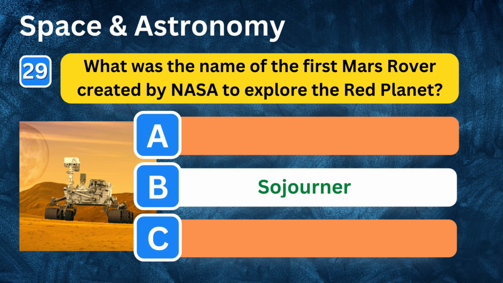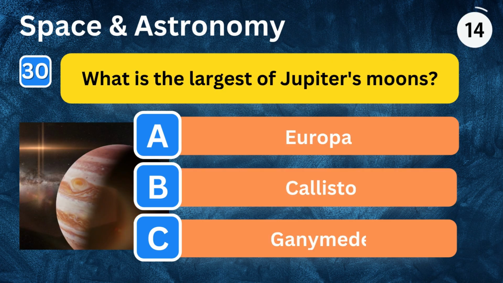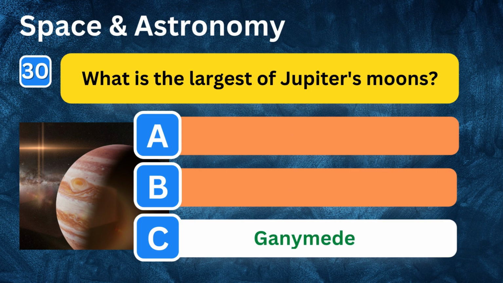And the final question of this round, question 30. What is the largest of Jupiter's moons? Is it Europa, Callisto, or Ganymede? And the answer is Ganymede.